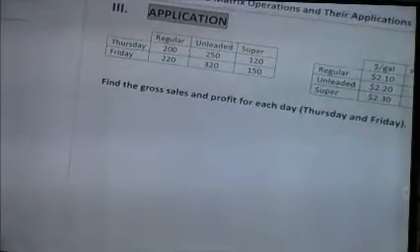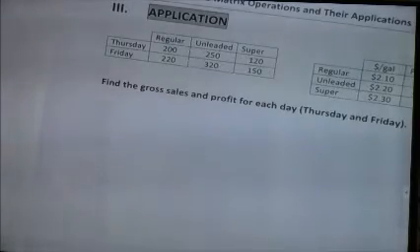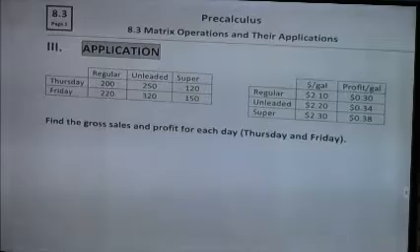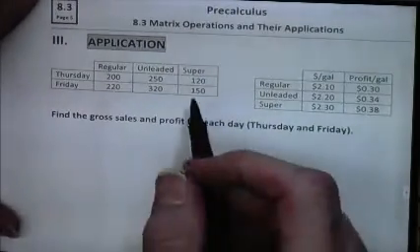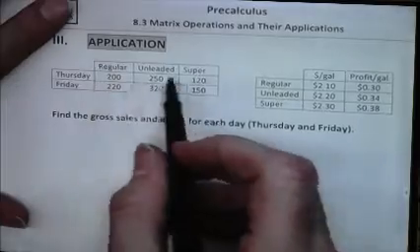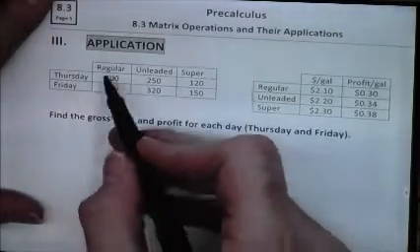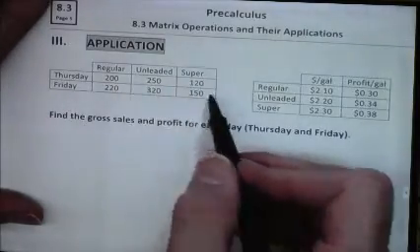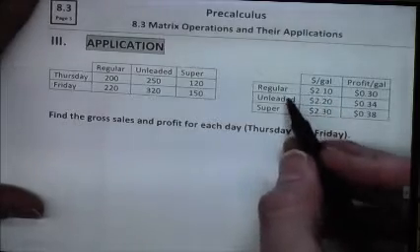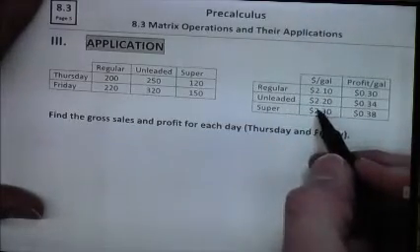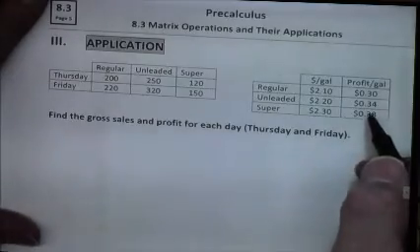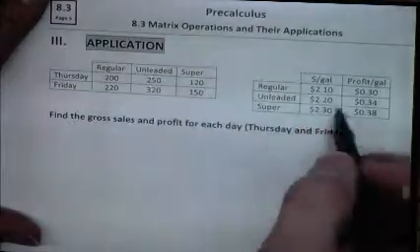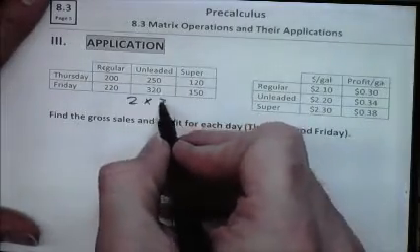I like the problem enough that I decided that we would do it for Thursday and Friday. So yes, I made up some numbers here, but it's a nice little fun one to do. Let's take a look at this. What we have here is, again, the same thing, for Thursday and Friday, regular unleaded or super unleaded. This is the number of gallons they sold. And then over here, the regular, unleaded, and super gallons and how much it was per gallon, and then the profit they made. So this one, when you look at just the numbers, is 2 rows by 3 columns.